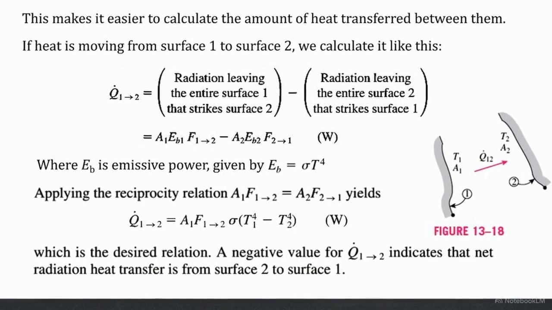The math breaks down into three clear parts. First, the area, A1, how large the emitting surface is. Second, the view factor, F, a physical measurement of how much of surface 2 is actually visible from surface 1. And finally, the temperature of both surfaces, raised to the fourth power.